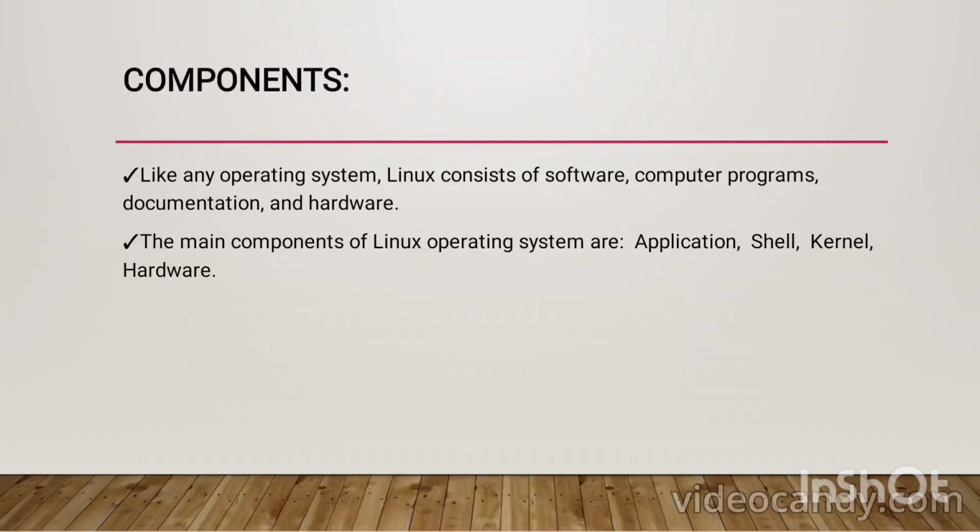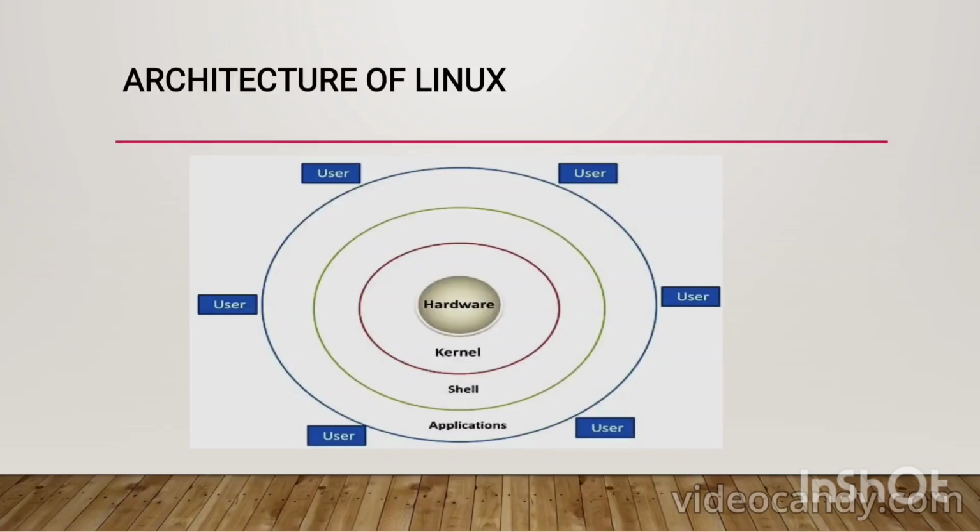Components. Like any operating system, Linux consists of software, computer programs, documentation, and hardware. The main components of the Linux operating system are application, shell, kernel, hardware. This is the diagram of the architecture of Linux.